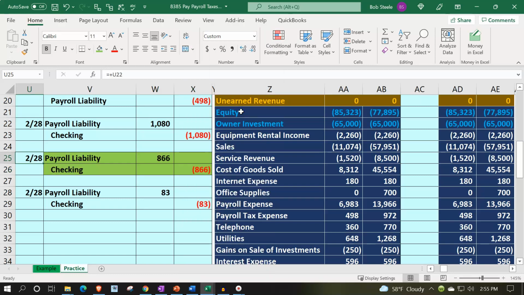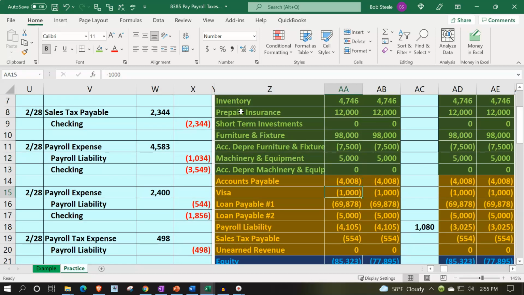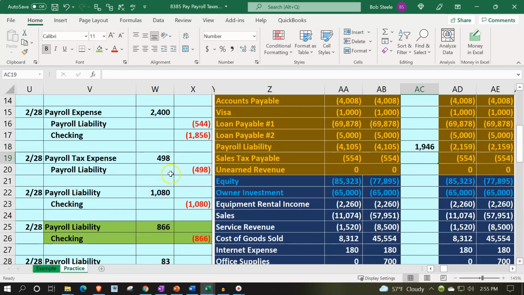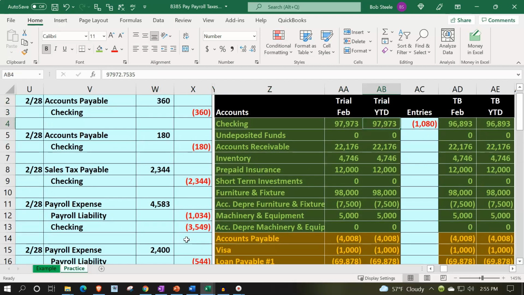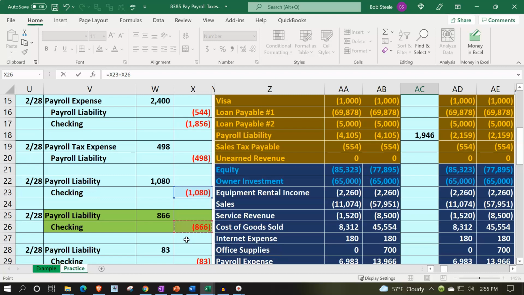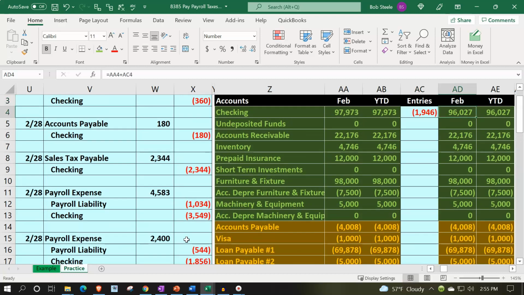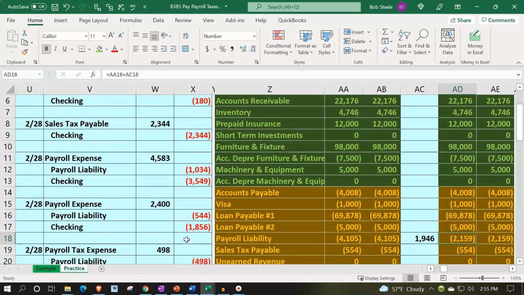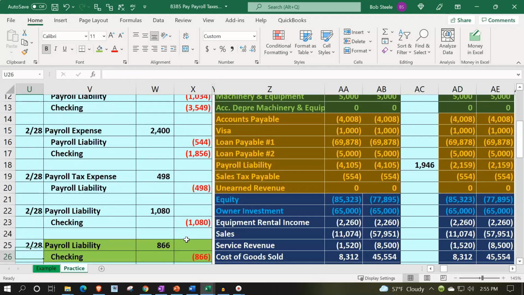The posting process to the trial balance by going to the payroll liability. That's going to be here in AC18, F2 plus F2. Scrolling down, picking up the 866. Then we're going to the checking account. So scrolling up to the checking account, and we'll post there as well in AC4 F2 plus F2. Scrolling down and picking up that green one, the 866, and enter. So now we're at the 9627 for both February and year to date, and the 2159 for both February and year to date.